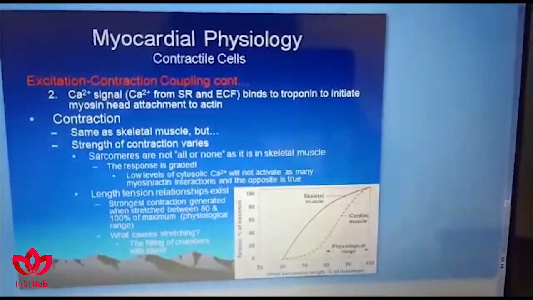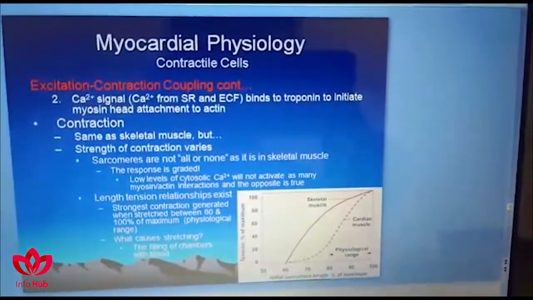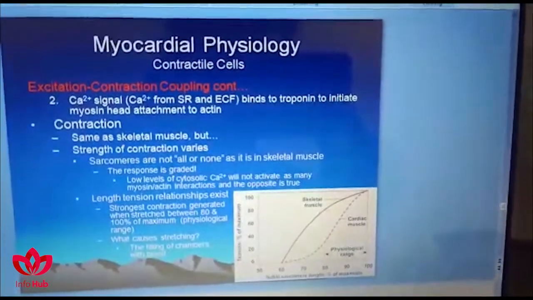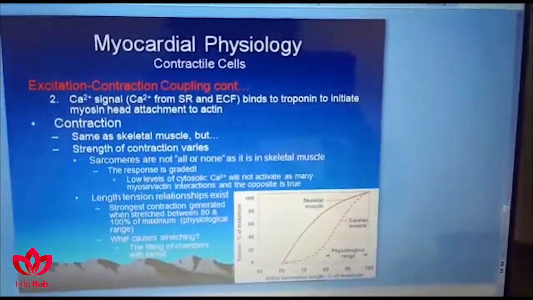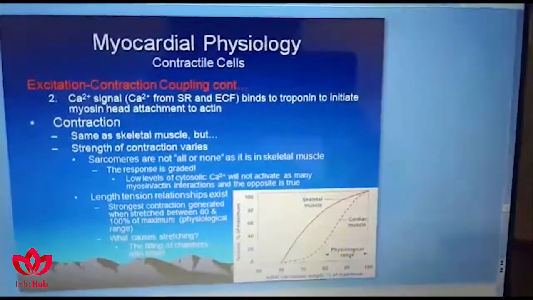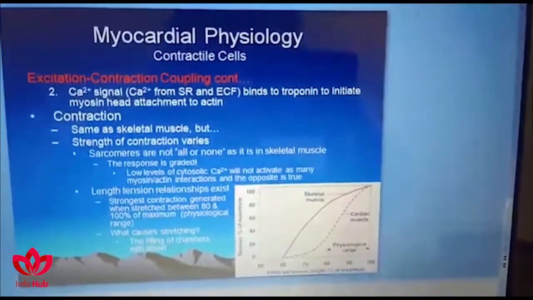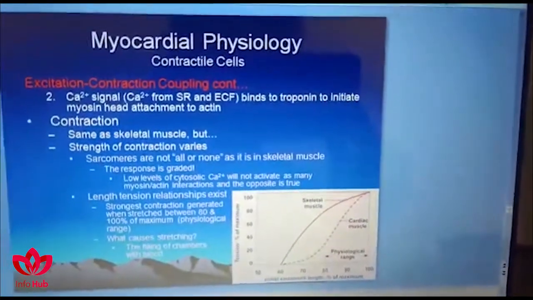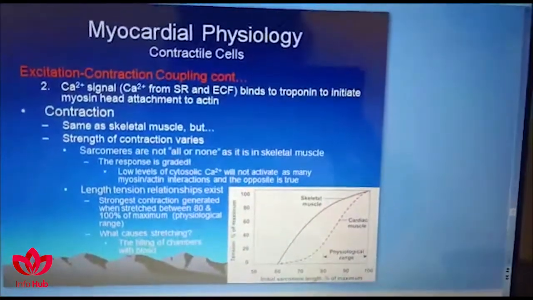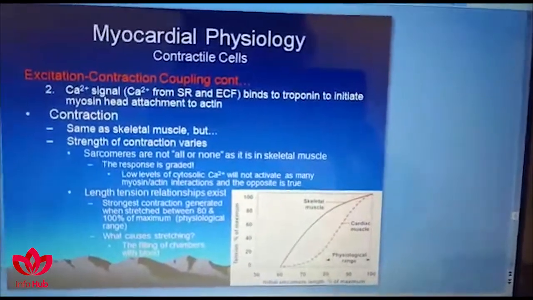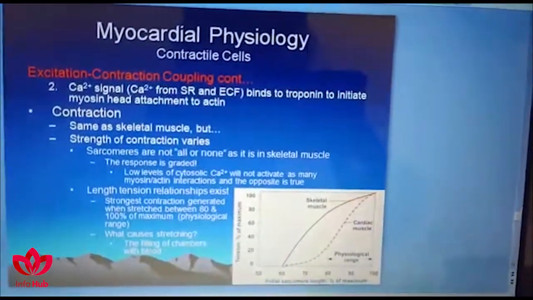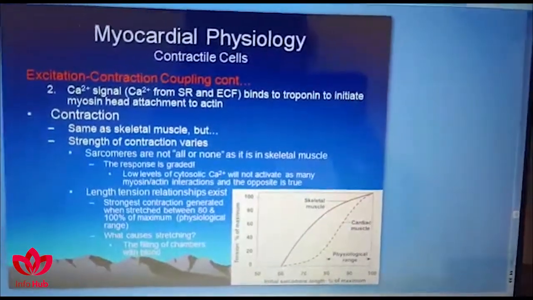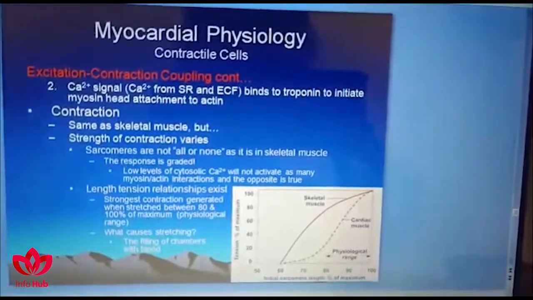Sarcomeres are not all activated as in skeletal muscles, because the response is graded, as low levels of cytosolic calcium will not activate as many myosin-actin interactions, and the opposite is true, that high levels of calcium inside the cell cytoplasm will activate many actin and myosin filaments and a stronger contraction. Now, a typical length tension relationship exists in cardiac muscles, and the strongest contraction is generated when cardiac muscles are stretched between 80 and 100% of their maximum length, which is the normal physiological range.